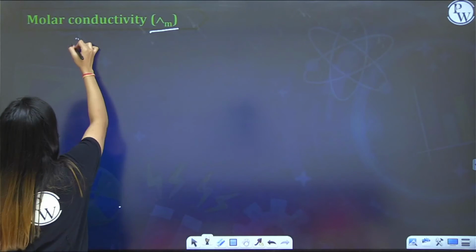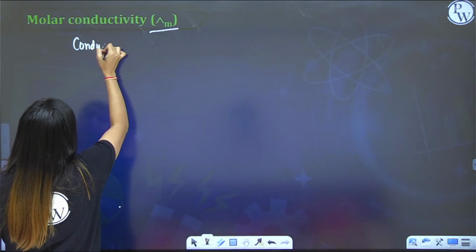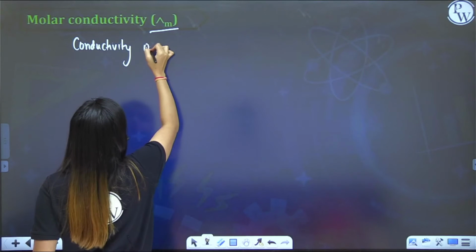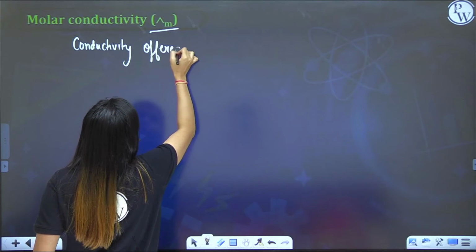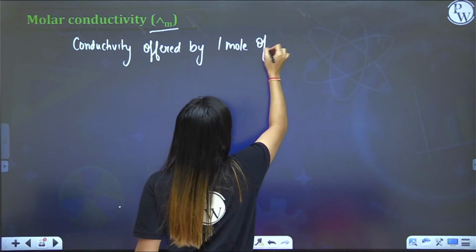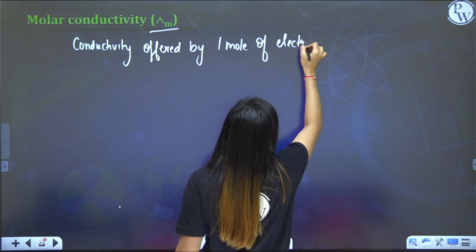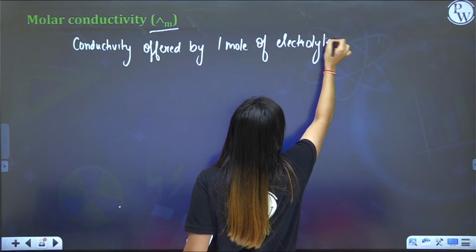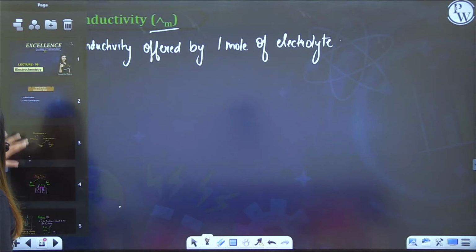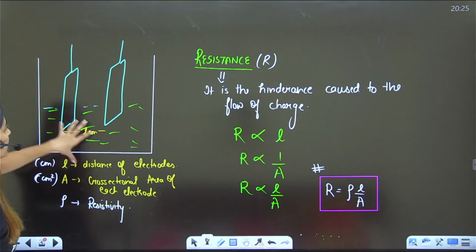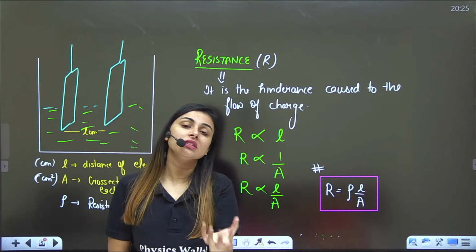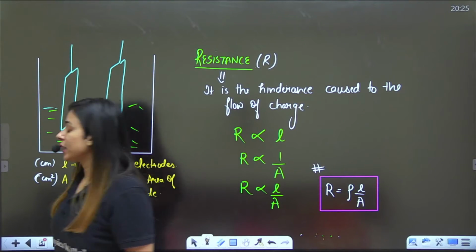So first let's write it. It is the conductivity of one mole of electrolyte. Okay, I hope you're clear with this. Which 1 mole of electrolyte? Initially we studied this, my dear students, and you know that this is your electrolyte. When you have 1 mole of electrolyte, then the conductivity offered is known as molar conductivity, right?